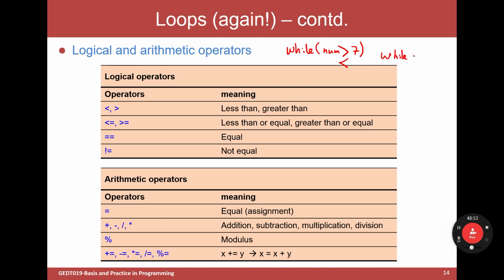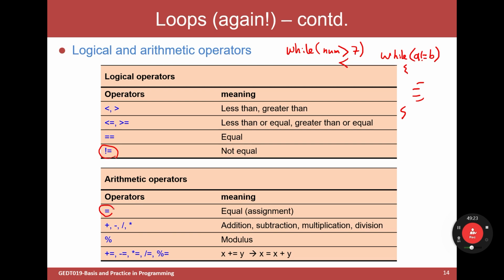While A is not equal B, if A is not equal B, then run the block. If A is not equal B, then everything is fine, then run this block. If A is equal B, don't run this block. So you can use this kind of symbol.